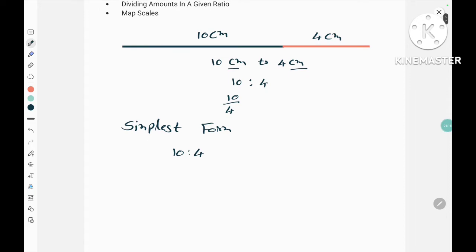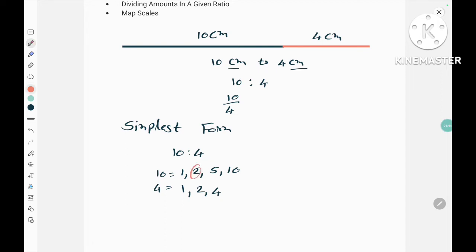To write it in the simplest form, we have to find the common factors. So let's first make the list of factors of 10 and 4. The factors of 10 are 1, 2, 5 and 10, and the factors of 4 are 1, 2 and 4.